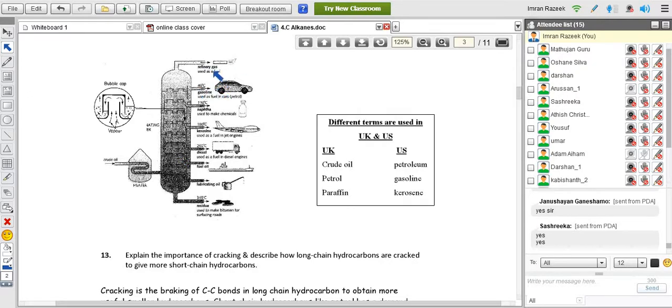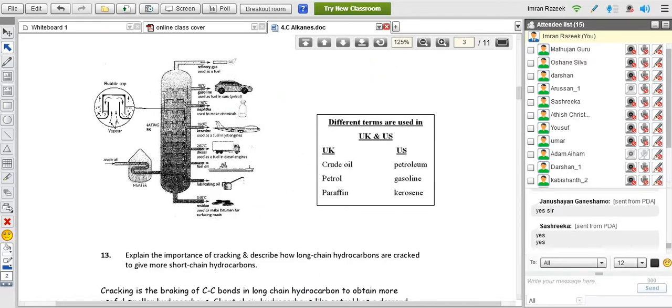So the amount of light vehicles is much more than the heavy vehicles. Therefore, the demand for the smaller, lighter fractions is much greater compared to the demand for the long chain fractions. So this demand cannot be met by the amount of hydrocarbons produced by the fractional distillation process. So therefore, what we do is we carry out the cracking process.